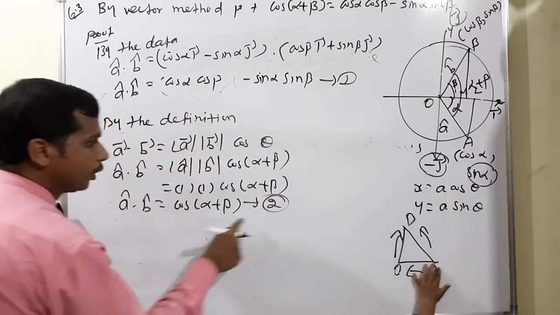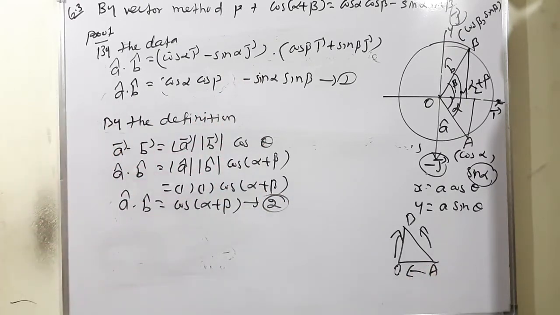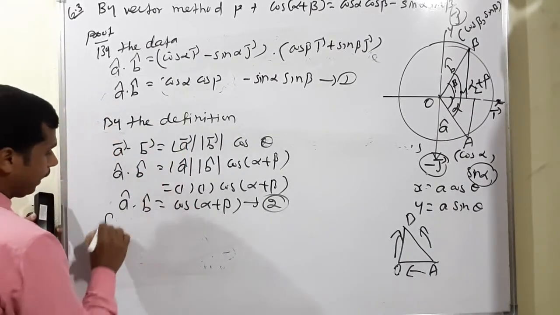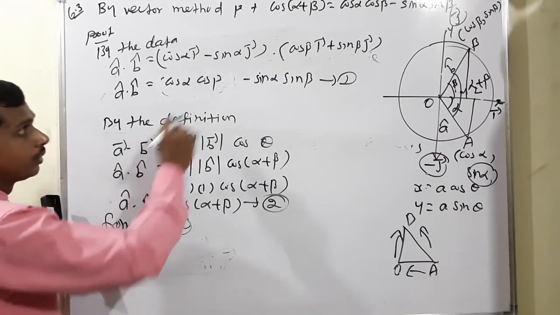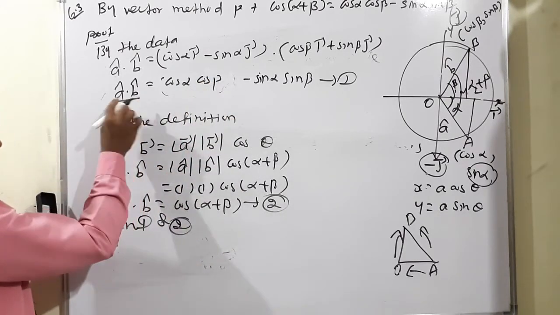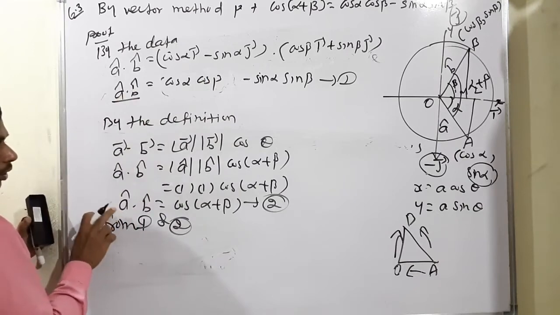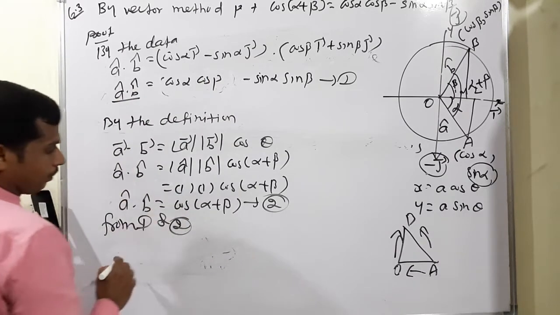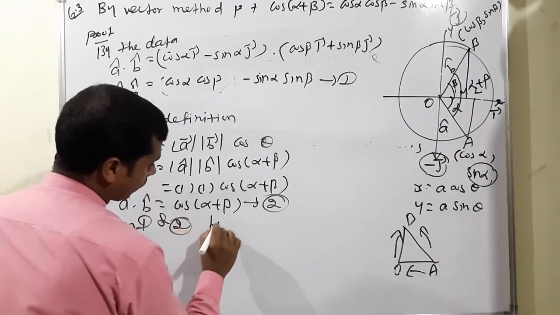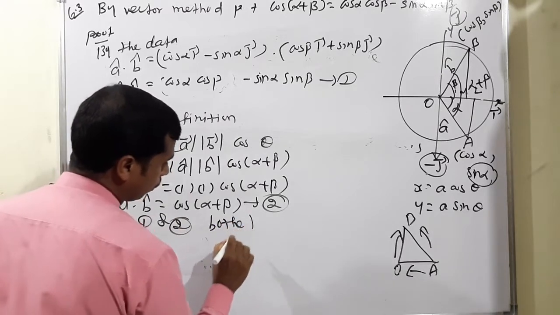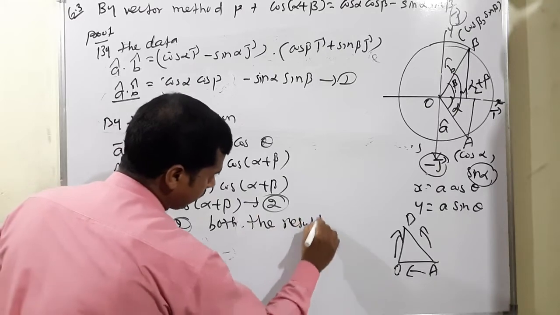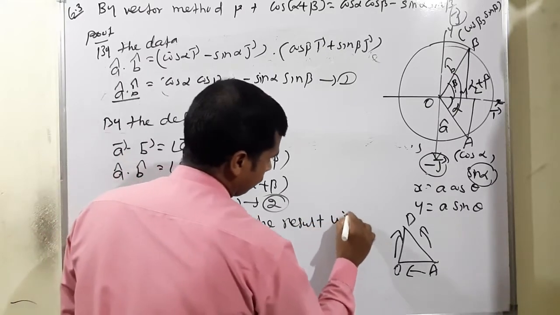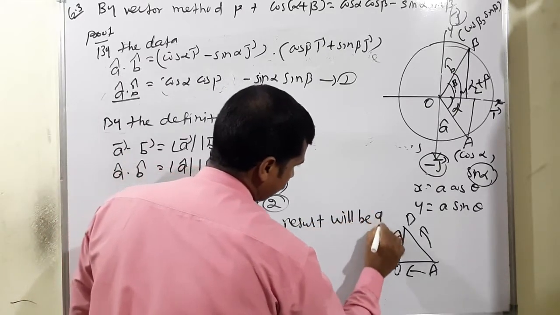Therefore, from 1 and 2, both results are equal, because on the left-hand side of the second equation also we have A cap dot B cap. Therefore, from 1 and 2, both results will be equal.